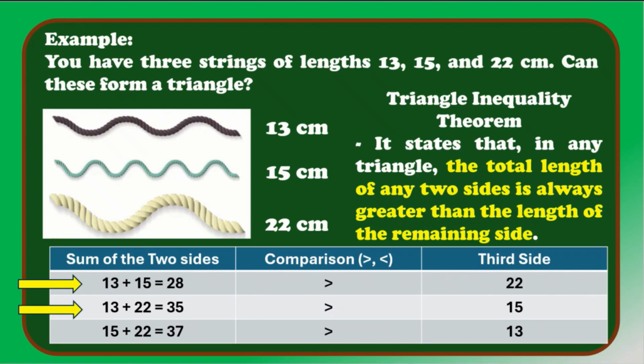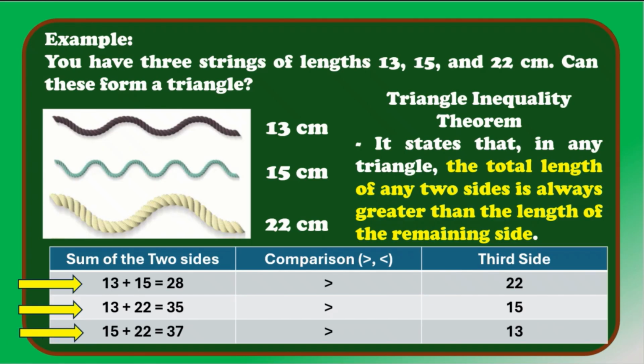Next, let's talk about the second row. In this case, we have the combination of the lengths of the first and third string. And the third side will be represented by the second length of the string, which is 15 centimeters. 13 plus 22 is equal to 35. And obviously, 35 is greater than 15. So we put the greater than symbol at the middle part, at the second column of our table.